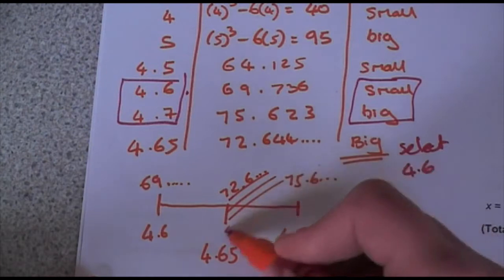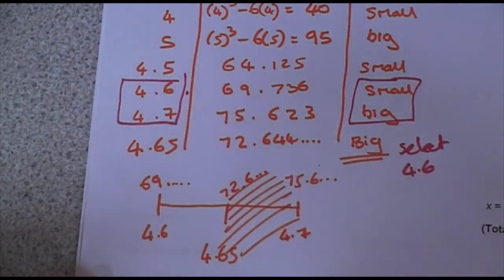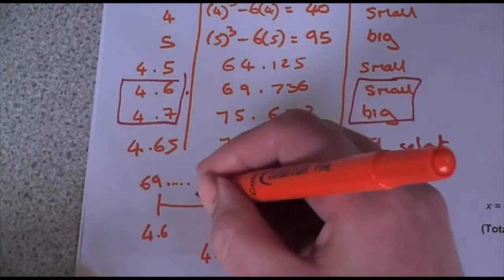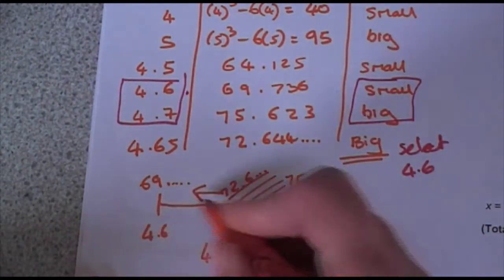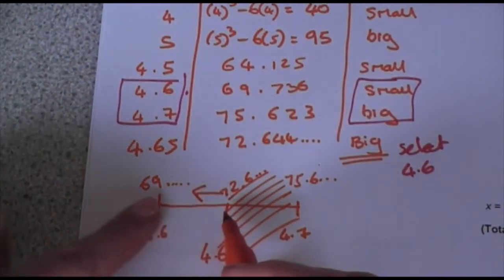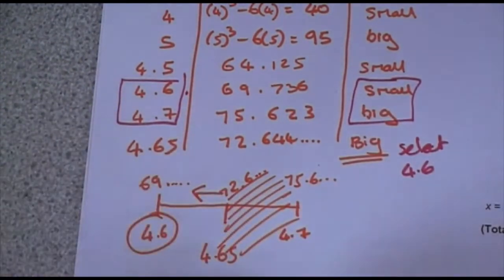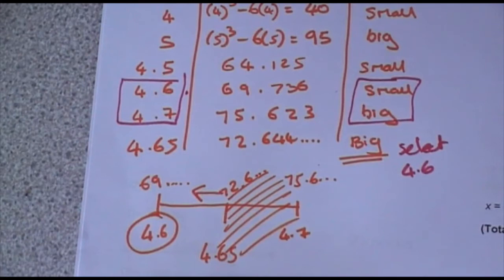So it cannot be anything up here, because it's all too big. So I know that my answer is going to be down here somewhere. And because I don't want it to any more degree of accuracy, I just select the lowest one. That's why the answer is 4.6.